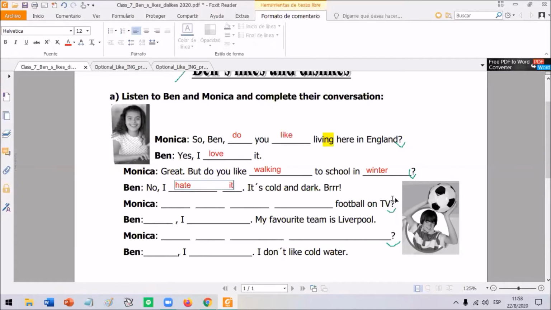Football on TV. Okay, quizás muchos de ustedes la llegaron a escuchar, otros no, pero ya se pueden imaginar qué va a estar preguntando. Okay, let's listen.